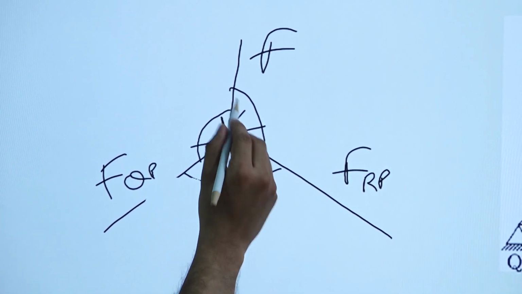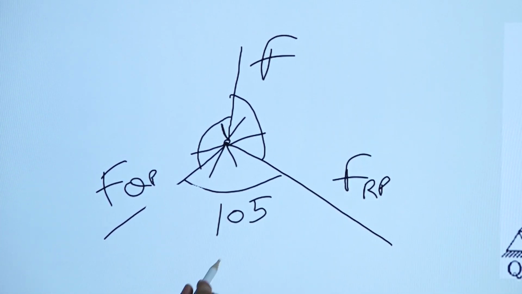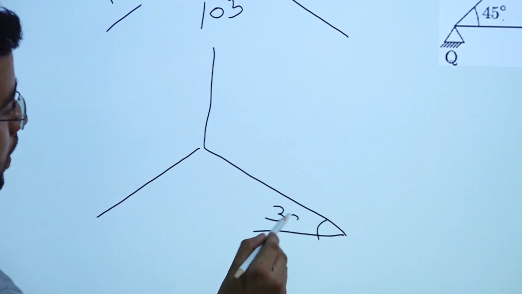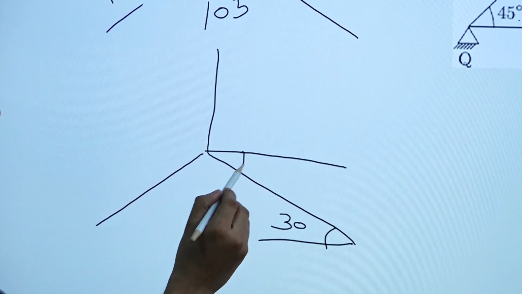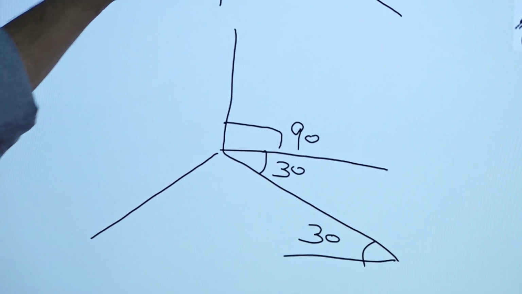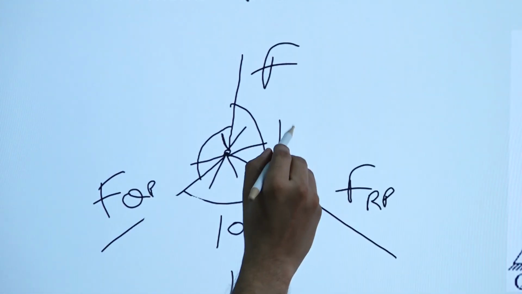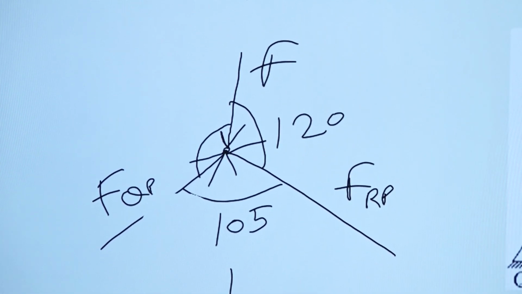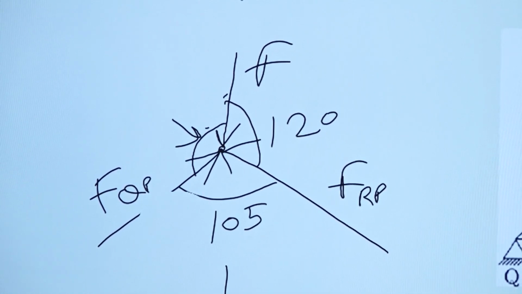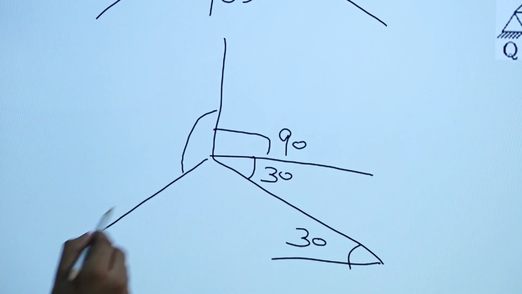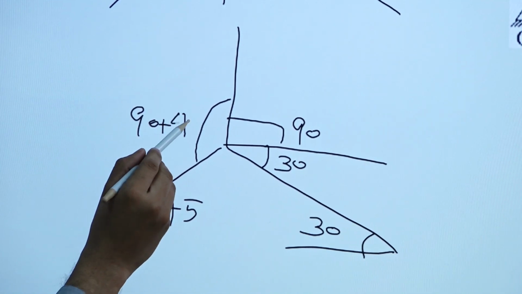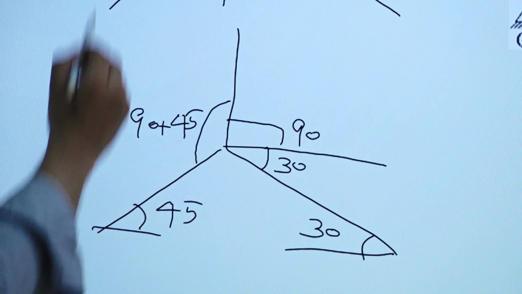So how to find this angle? Let me make this diagram again. We know this angle is 30. So if this angle is 30, this angle will also become 30. This is 90. So obviously this angle comes as 90 plus 30, that is equal to 120. Now we have to find this other angle. Same way, this angle is 45, and this will be equal to 90 plus 45, so it will be 135.